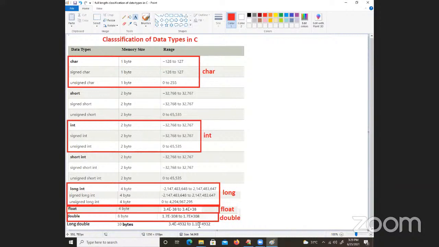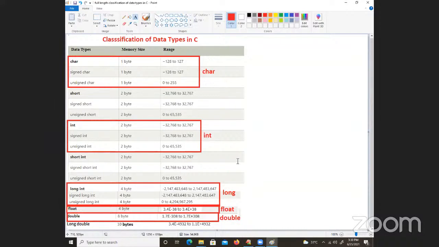So in our programs, majorly we are using char, int, long, float, double. Even the long double concept is also given, because the C language has more data types available compared to other languages. I hope you people are understanding what I am discussing in the class. Is today's class on data types clear?